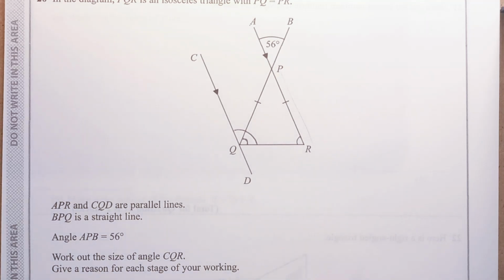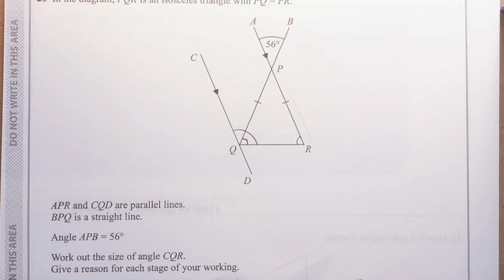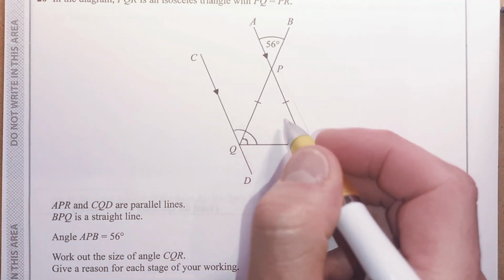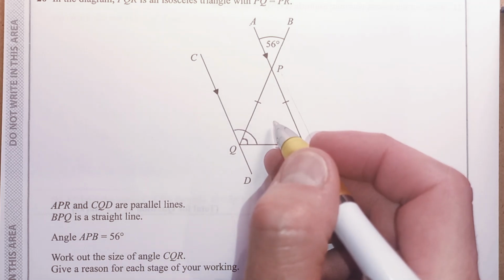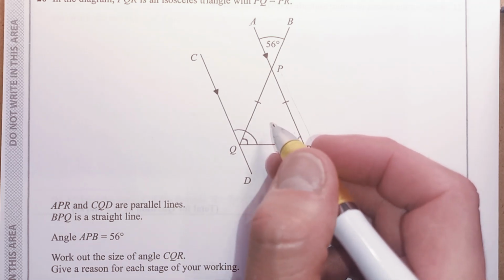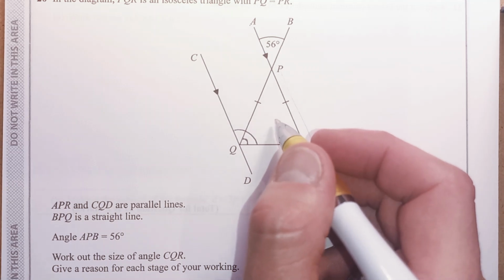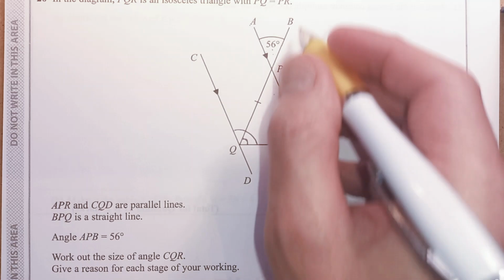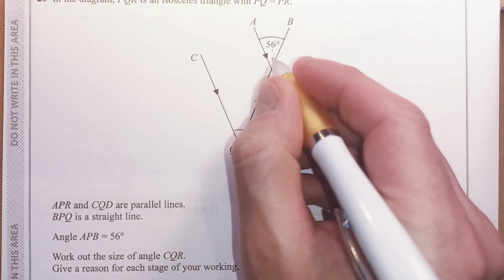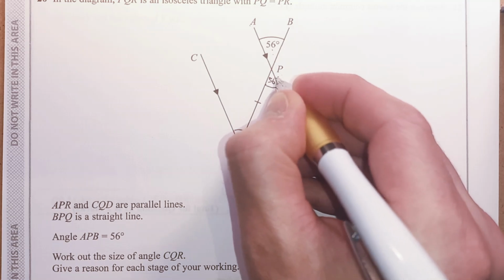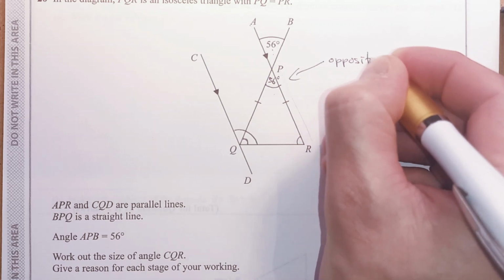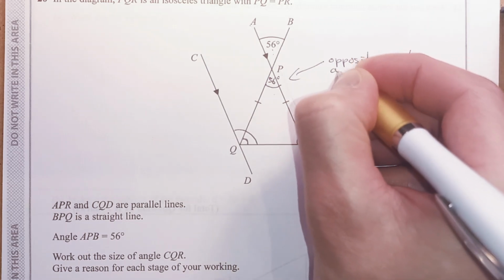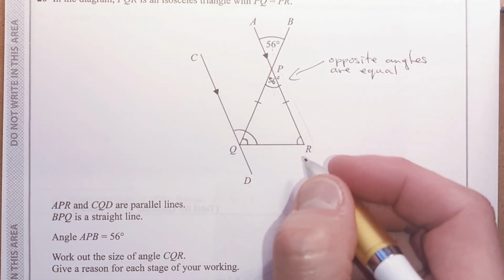Okay, so where to start? Well, what I'm going to go with is, I think if we can find out what the angles are in this triangle, that might help us. So it's good to think, if you can't see how to get to the answer straight away, think, well, what do I know? What can I work out? So opposite angles, when you've got two lines crossing, are equal. So this is going to be the same as that, 56 degrees. And this is because opposite angles are equal. That's enough of an explanation.